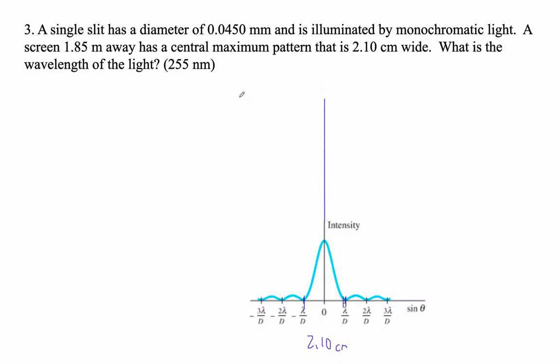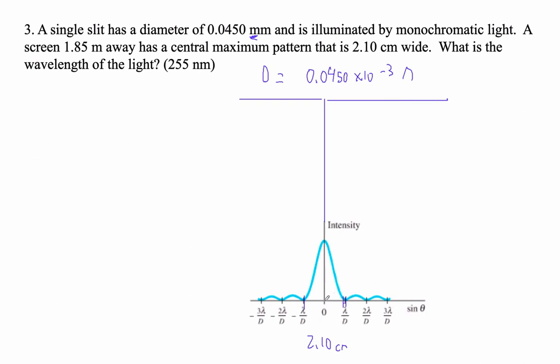And there's a little slit there. And this thing is 0.0450 times 10 to the minus third meters, because that's millimeters. That is our d. Now, what they're asking for is what is the wavelength of this light?